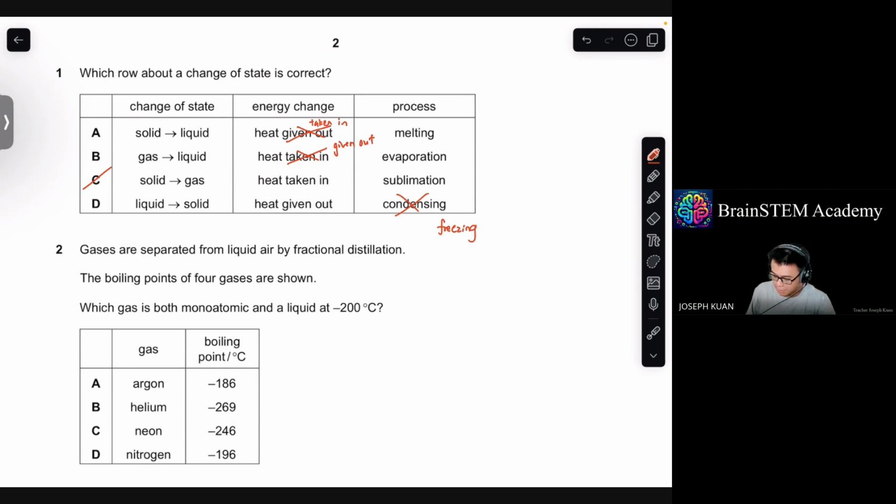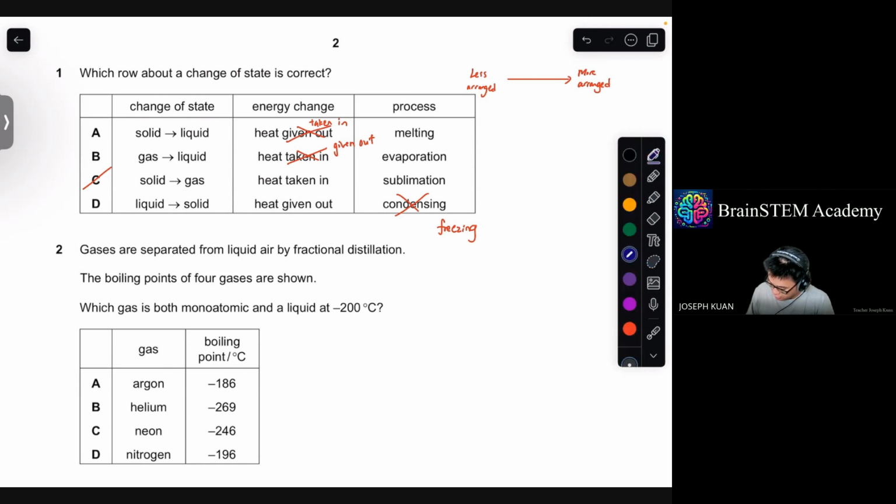All right, so remember, if the particles are converting from a less arranged form to a more arranged form, that will be a heat given out process. Okay, whereas going from more arranged form to less arranged form, there will be heat taken in.